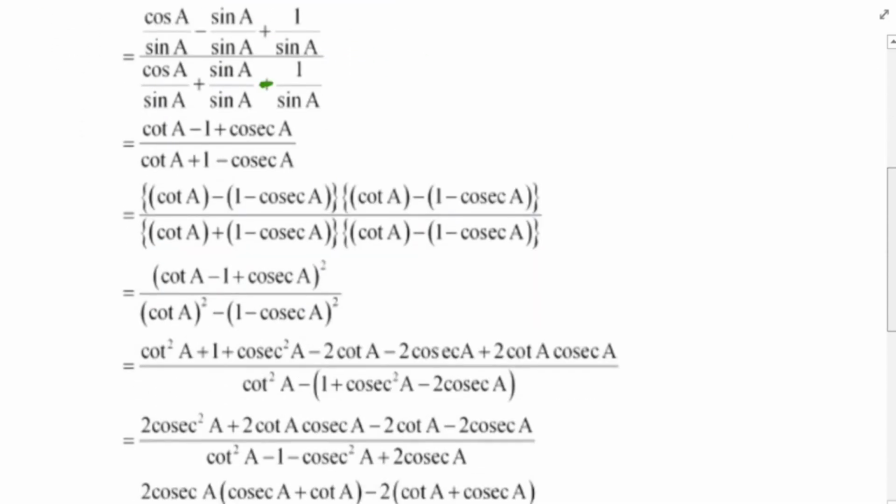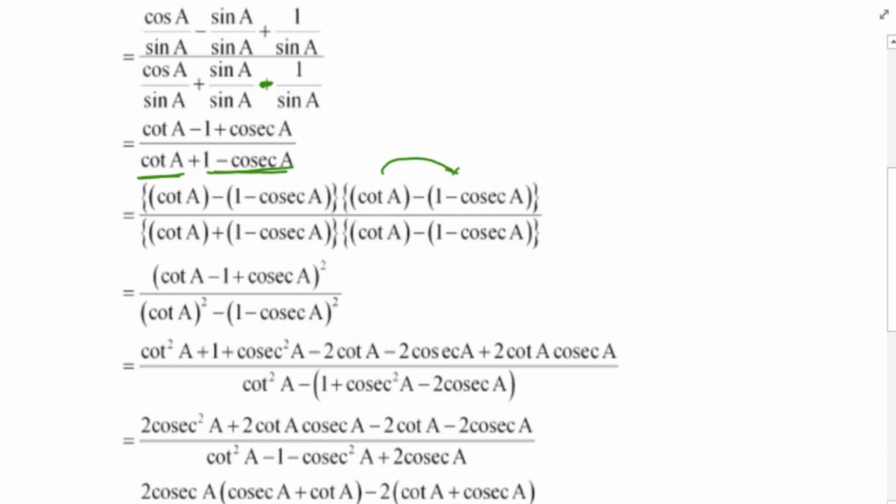Then cos A divided by sin A is cot A, minus sin A cancels to 1, plus 1 divided by sin A is cosecant A. Similarly, cos A divided by sin A is cot A, plus sin A cancels to 1, minus 1 divided by sin A is cosecant A. Here, considering cot A as A and 1 minus cosecant A as B and rationalizing the denominator, multiplying and dividing by cot A minus 1 minus cosecant A.